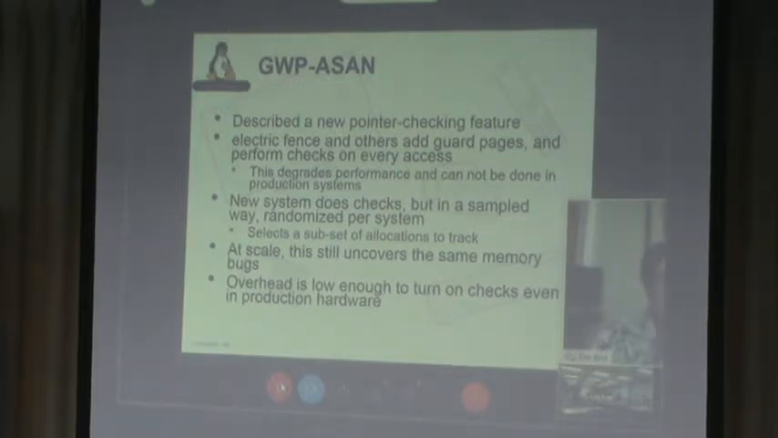And so the idea is that the overhead is low enough that you can turn these checks on even in production hardware, and that's what they're striving for. So this is something where we may find a lot of bugs and improve the quality of kernel memory allocation.